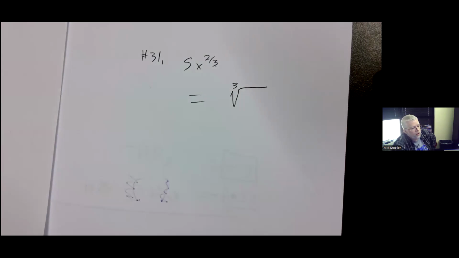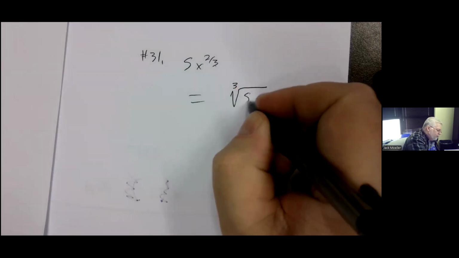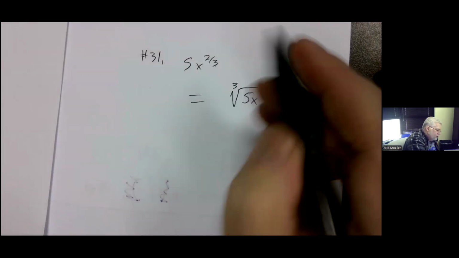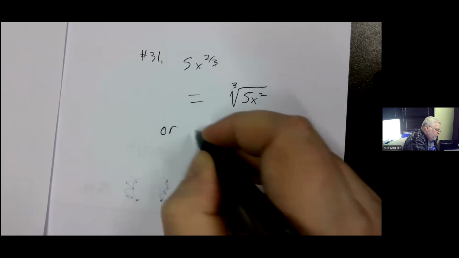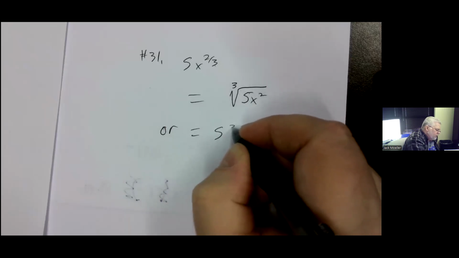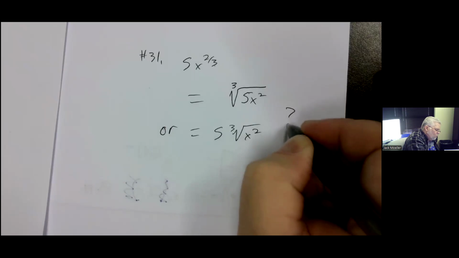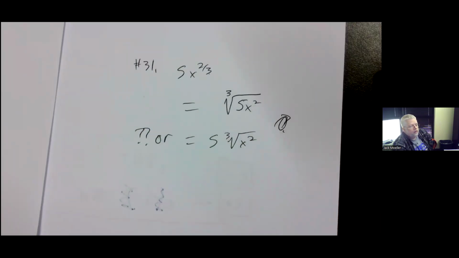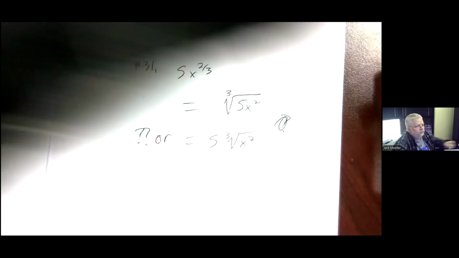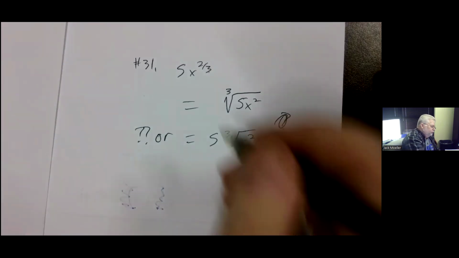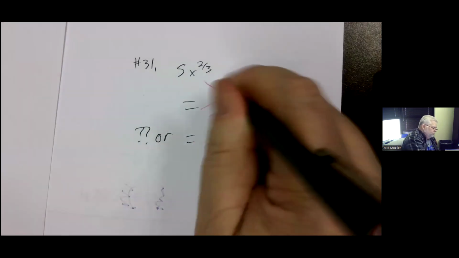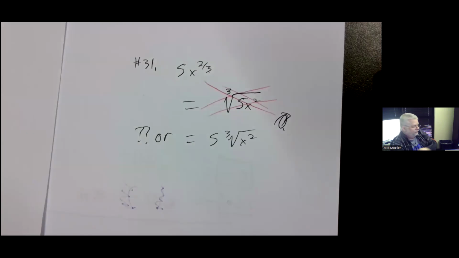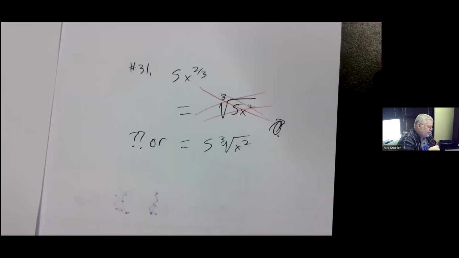Now the other question is, what goes inside the radical? Is it 5x, and since that 2 is on the top there, or is it 5 on the outside and a cube root of x squared? Which one of those do you think is correct? It's not the first one. It is definitely the second.